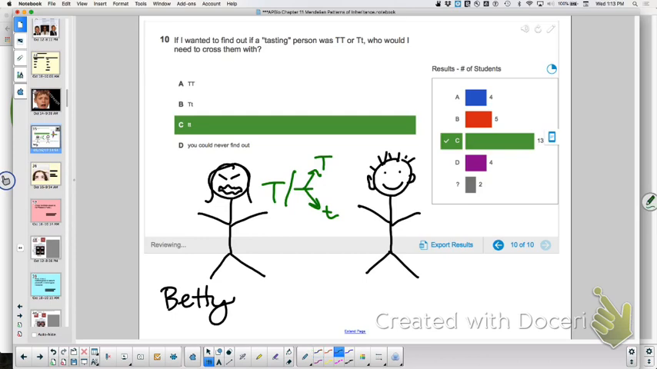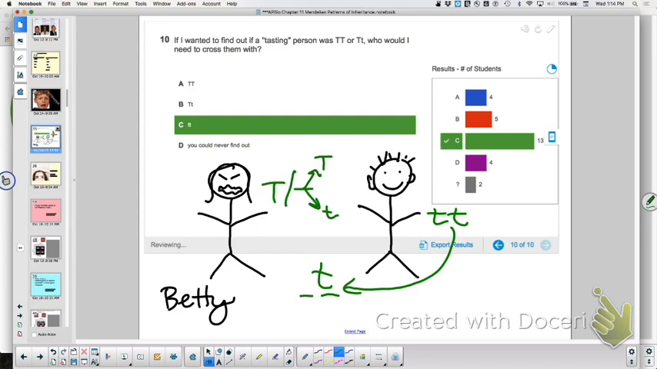What should Bill's genotype be? Little t, because he is a non-taster. If he is a non-taster, we know his genotype, right? If somebody has blue eyes, you know their genotype, right? Every single time when they reproduce, what will Bill give to Betty? A little t. That's a known.